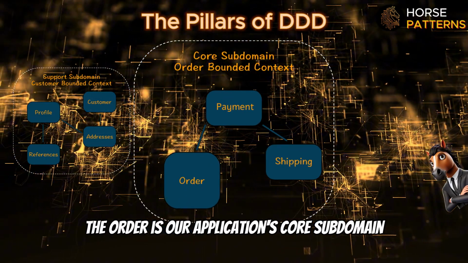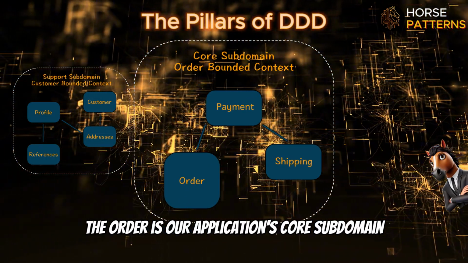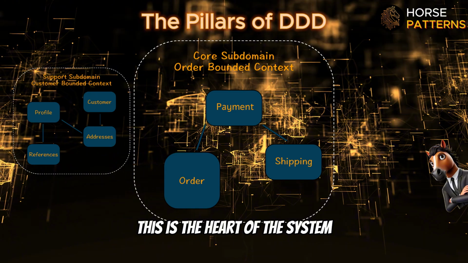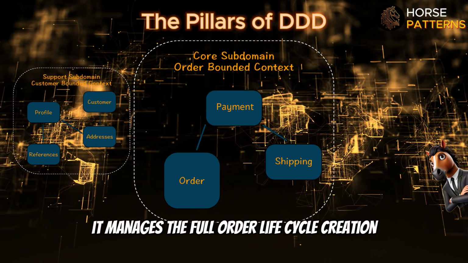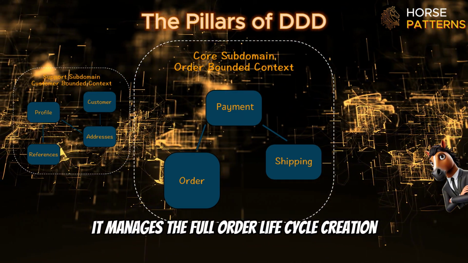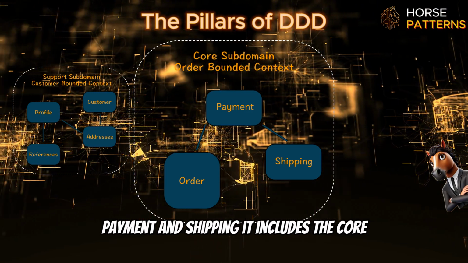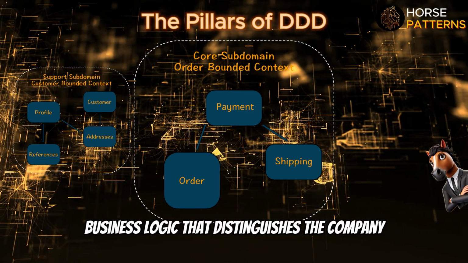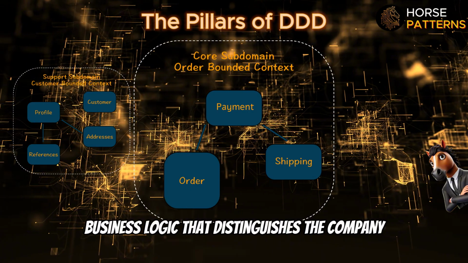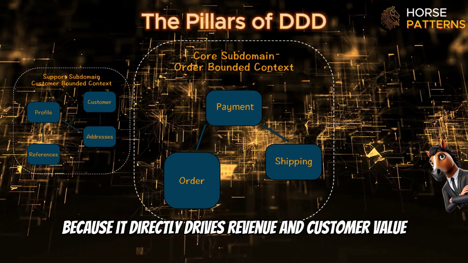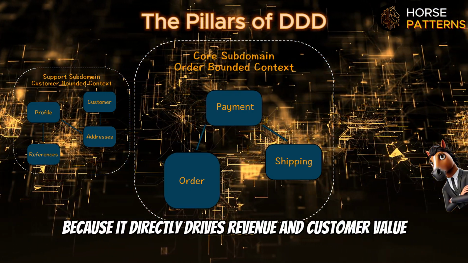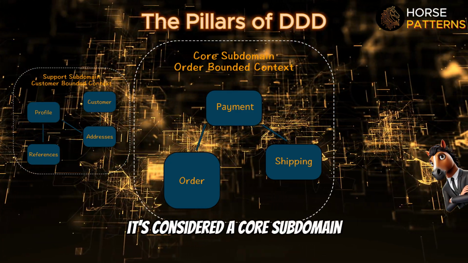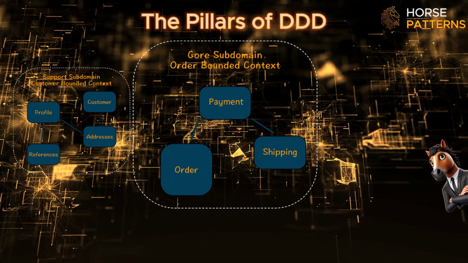The order is our application's core subdomain. This is the heart of the system. It manages the full order lifecycle: creation, payment, and shipping. It includes the core business logic that distinguishes the company from competitors. Because it directly drives revenue and customer value, it's considered a core subdomain.